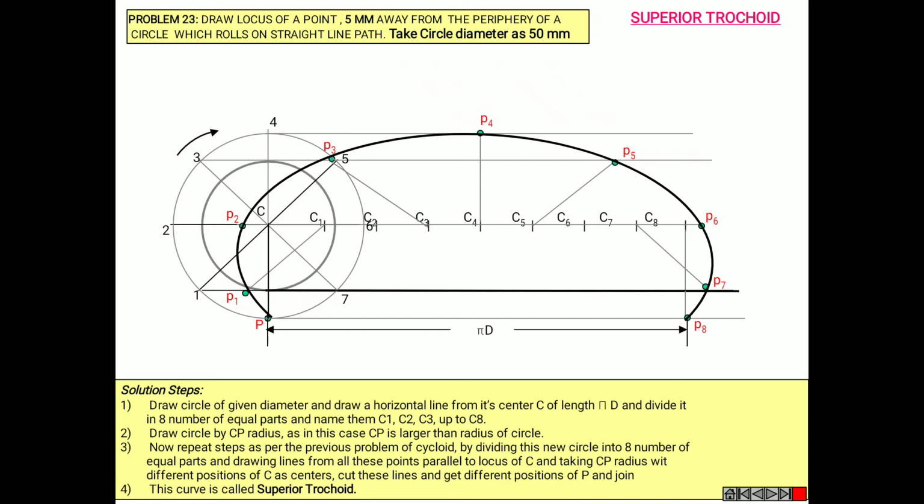Okay, we'll move on to the next topic, inferior trochoid. So draw locus of a point 5 mm inside the periphery of a circle which rolls on a straight line path and take the circle diameter 50 mm. As in the previous, the point was 5 mm away from the circle and now the point is 5 mm inside the circle.